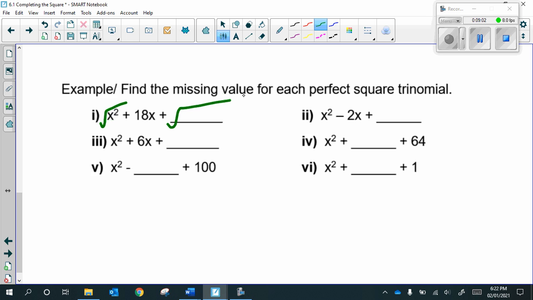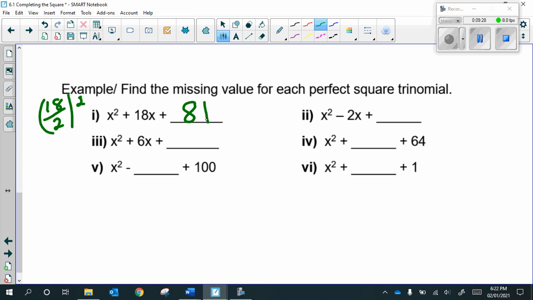So let's just work backwards. Instead of doubling it, let's take 18 and divide it by 2. And then we're going to have to square that. So 18 divided by 2 is 9. 9 squared would be 81. So when you write your answer here, you don't actually need the square root. That's just going to equal 81.